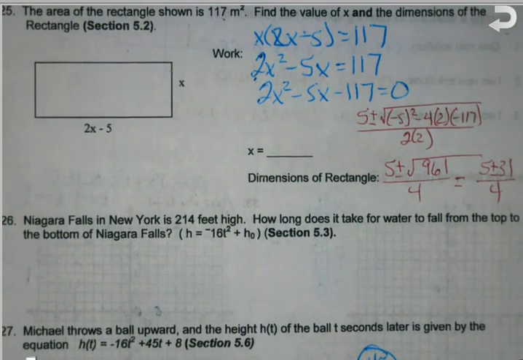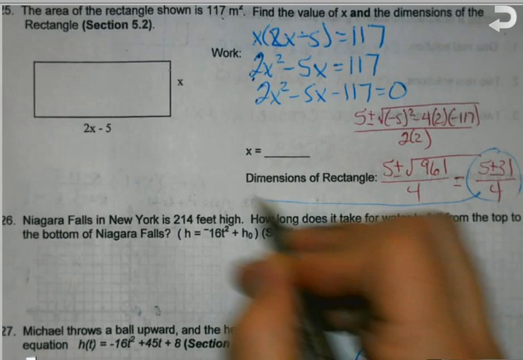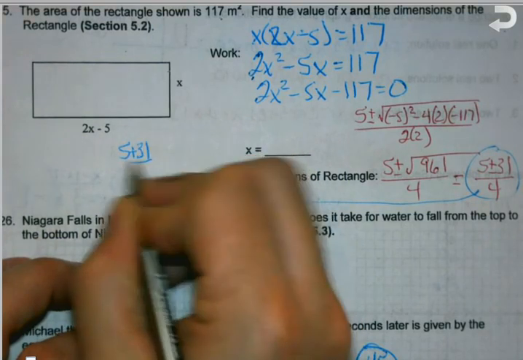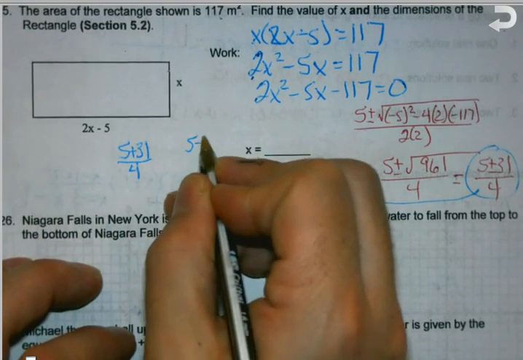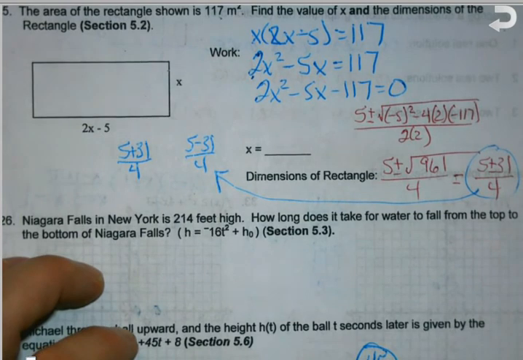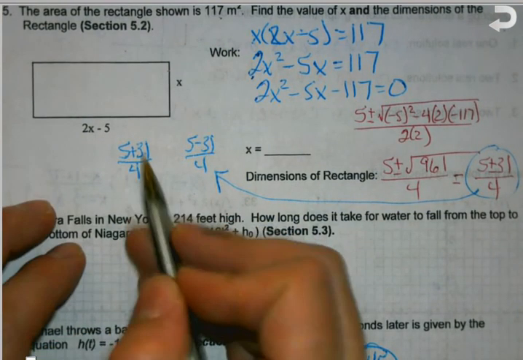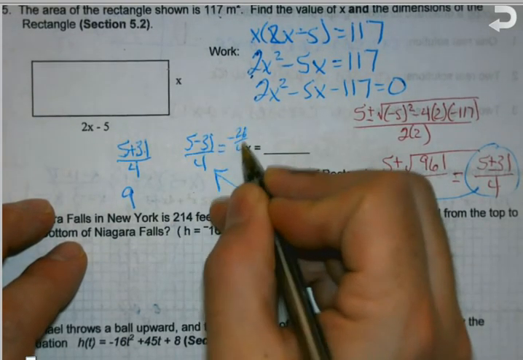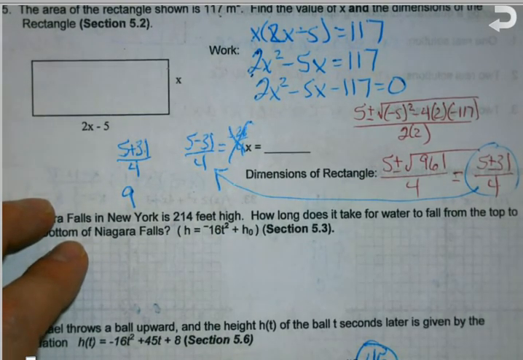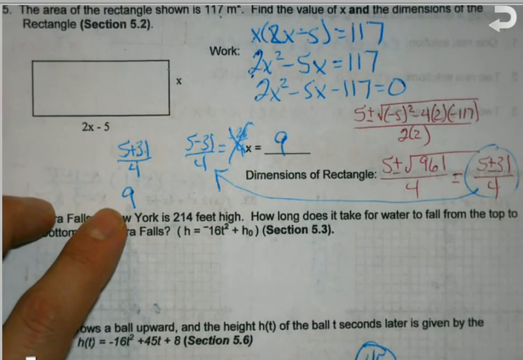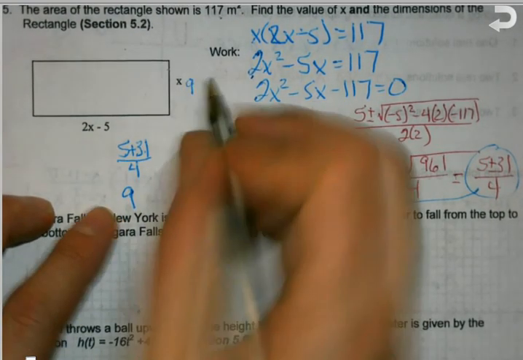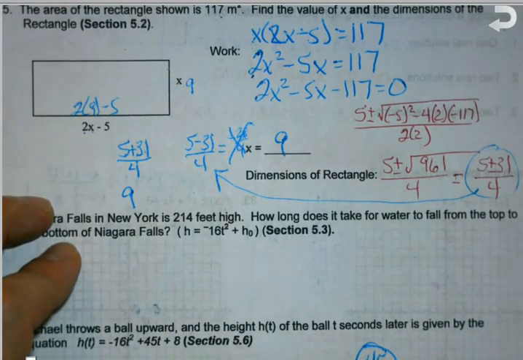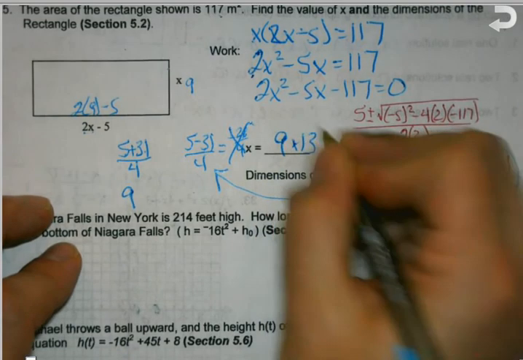Now again, I can't stop here. I'm going to take this, and I'm going to say, okay, one of these answers is going to make sense. I got 5 plus 31 divided by 4, or I have 5 minus 31 divided by 4. 5 plus 31 is 36, divided by 4 is 9. 5 minus 31 is negative 26 over 4. Yeah, it's a negative. That makes no sense. So x is 9. And my dimensions then, plug the 9 in for x. 2 times 9 is 18, minus 5 gives me 9 by 13.